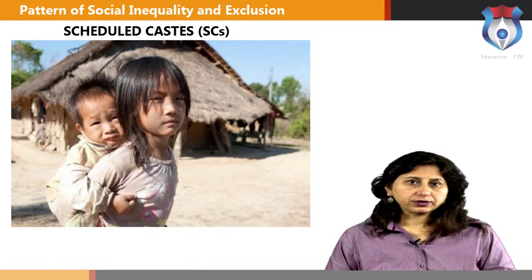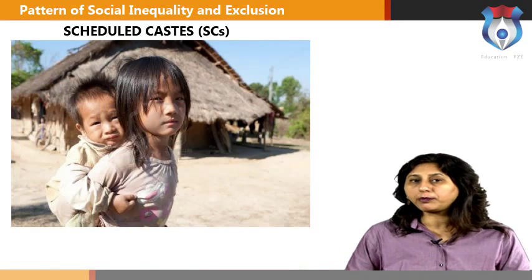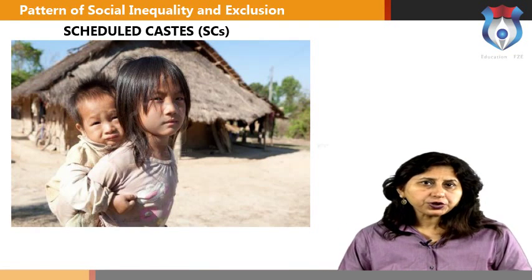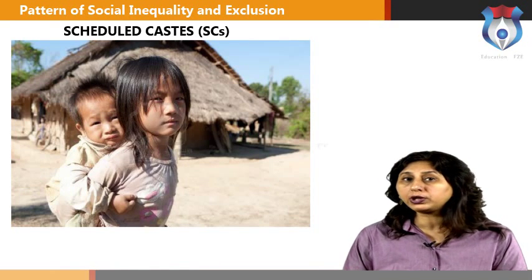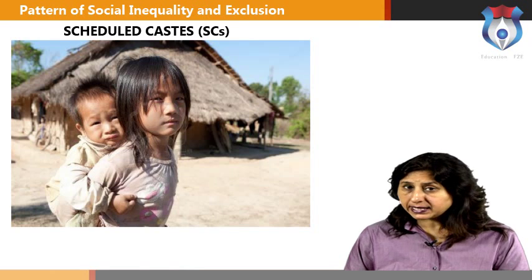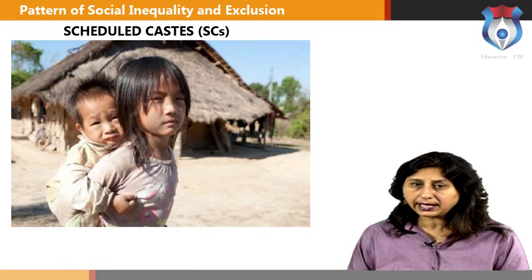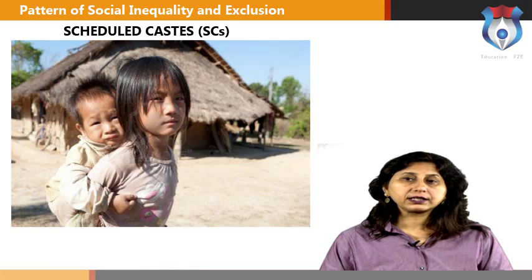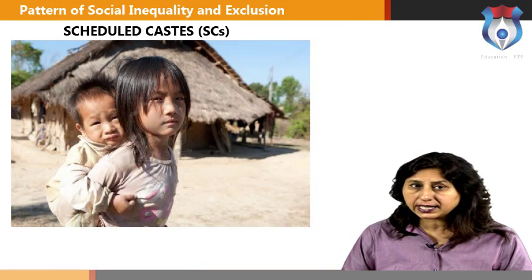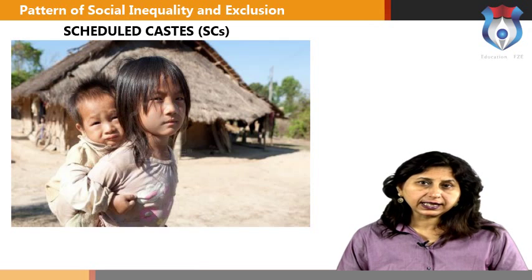Untouchability is abolished and its practice in any form is forbidden. The Constitution mandates that no citizen shall, on grounds only of caste or race, be subjected to any disability and restriction. It empowers the state to make Articles 243D and 340D.